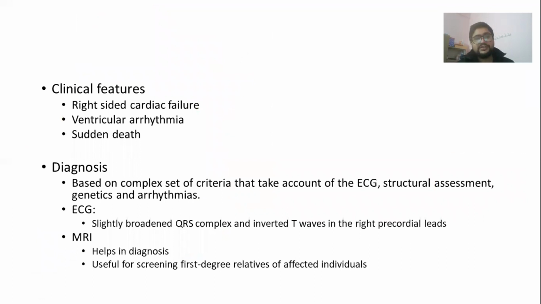Clinical features: the patient will present with features of right-sided cardiac failure like raised JVP, abdominal discomfort, ascites, liver enlargement, and swelling of the limbs. Patients can also present with various ventricular arrhythmias, and they can also have sudden death. For the diagnosis, we use a set of criteria that take account of ECG, structural assessment, genetics, and arrhythmias. ECG will show broad wide complex QRS and inverted T waves in the right precordial leads. However, these are non-specific findings. MRI is also helpful for the diagnosis, and it is useful for screening first-degree relatives of the affected individuals.